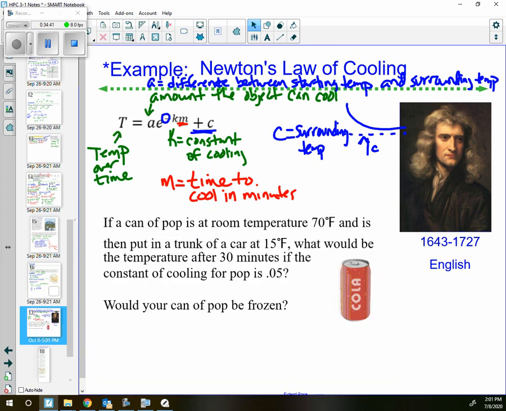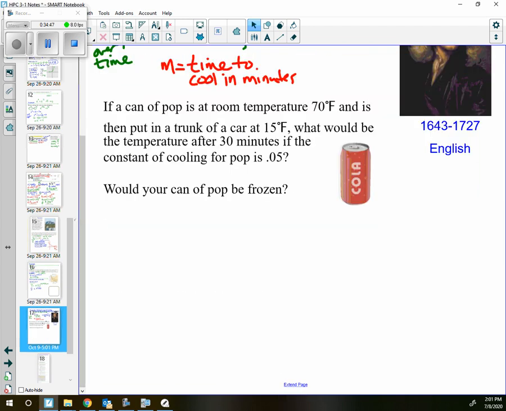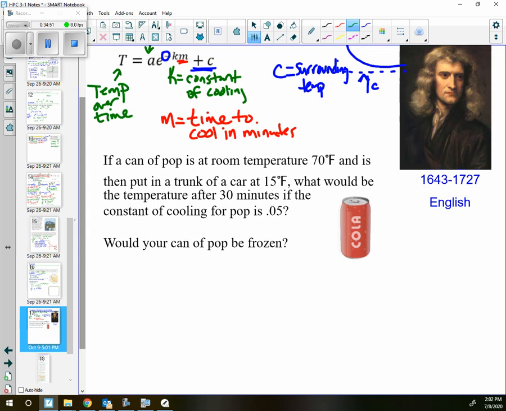True story. So this is a great application of Newton's law of cooling. If anybody ever tells you that math isn't useful in real life, they probably haven't done this in their life, and they probably will at some point. So if a can of pop is at room temperature, 70 degrees, say it's in the store, like Cub, whatever, and it's put in the trunk of a car at 15 degrees Fahrenheit, so it's winter, it is cold. What would be the temperature after 30 minutes if the constant of cooling for pop is 0.05? Would your can be frozen?